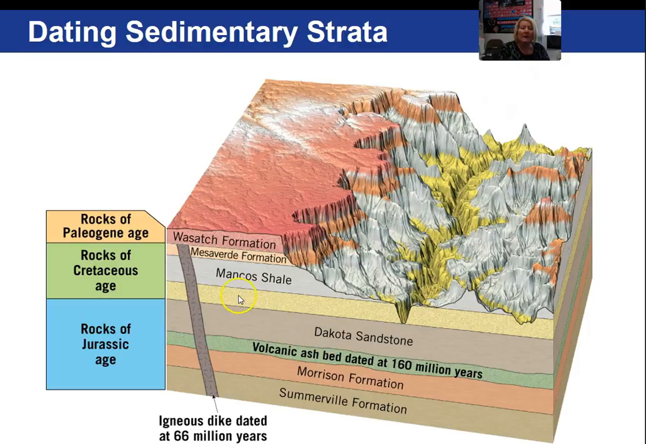With the Dakota sandstone, Mancos shale, and Mesa Verde, with this igneous dike cutting through and this volcanic ash bed, we can bracket these sedimentary layers and say that they are between the ages of 66 million and 160 million years old. And sometimes that is simply the best that we can do when dealing with sedimentary rocks.